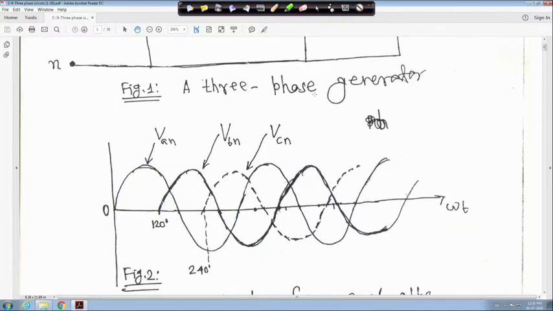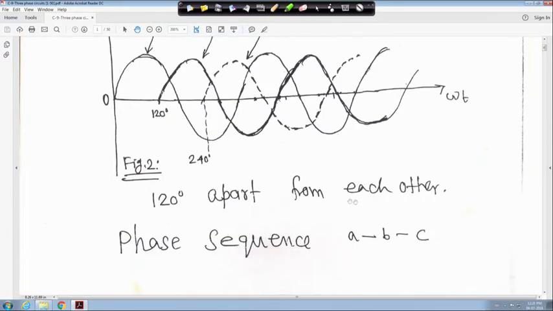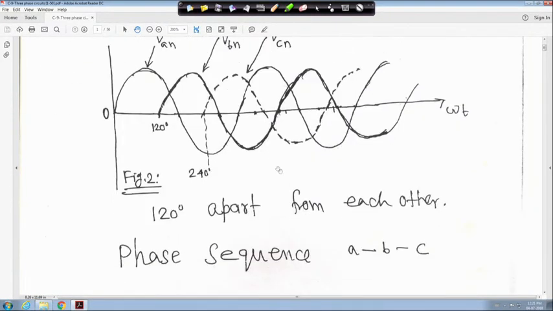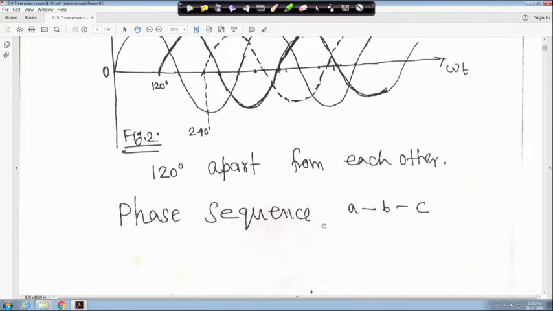So in this case, they are 120 degrees apart from each other, and this phase sequence we call the ABC phase sequence, right? We call it the ABC phase sequence. If you want to make ACB also, it can be done, but the phase sequence here is ABC. Later we will see that, right?